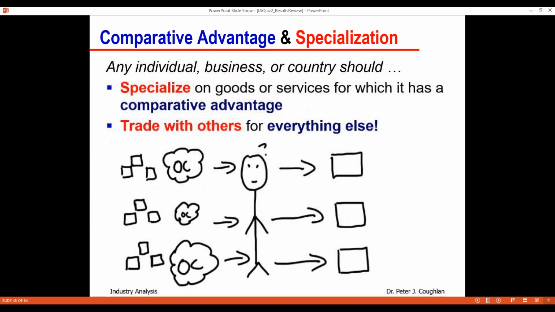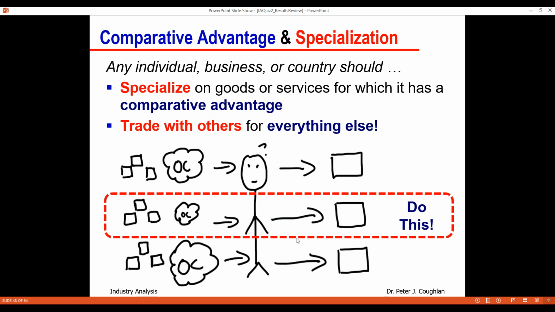So here's the basic prescription. Any individual business or country should specialize in goods or services for which it has a comparative advantage and trade with others for everything else. So here's this guy. He's got to figure out what he should do. Well, here's the opportunity cost. He should focus on the one for which he has the lowest opportunity cost. That's what you should do, because that's where you're going to have the comparative advantage. Where do you have, relative to others, the lowest opportunity cost?